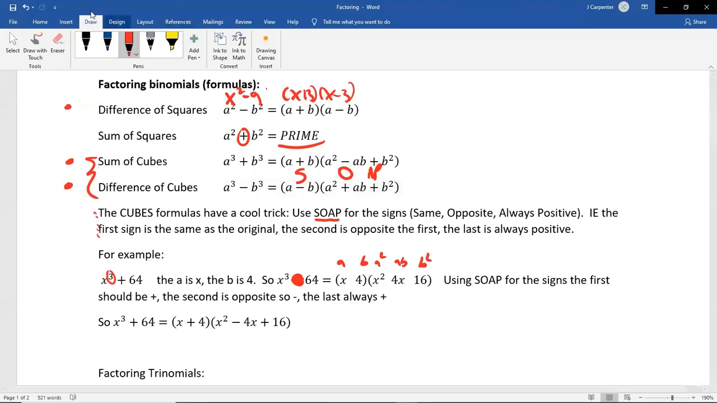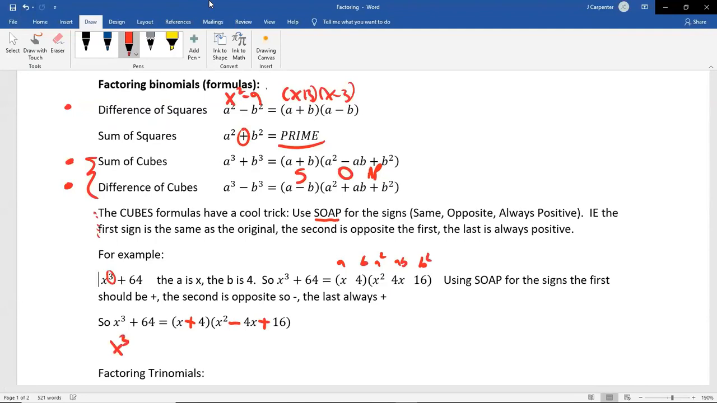So because that's a plus though, then we can use SOAP, same, opposite, always positive, to get the signs correct. And again, if you don't like my mnemonic device, you don't have to use it as long as you got a way to get it right. So SOAP, same, says the first one should be a positive, so we make it a plus. Opposite says the second one should be a minus, and the third is always positive no matter what.